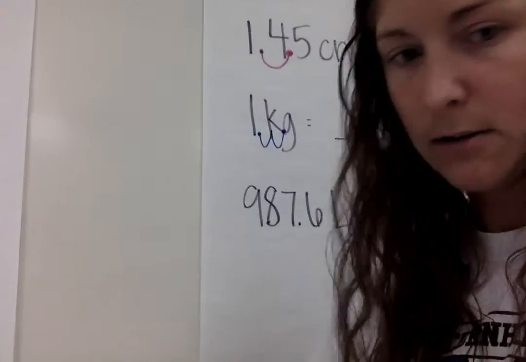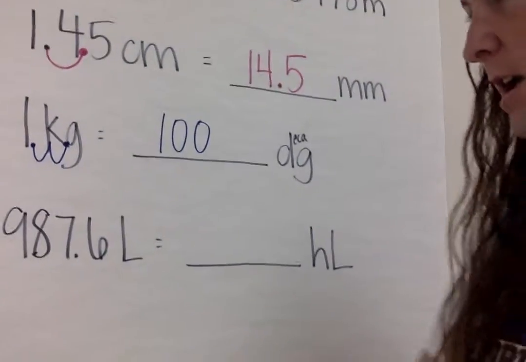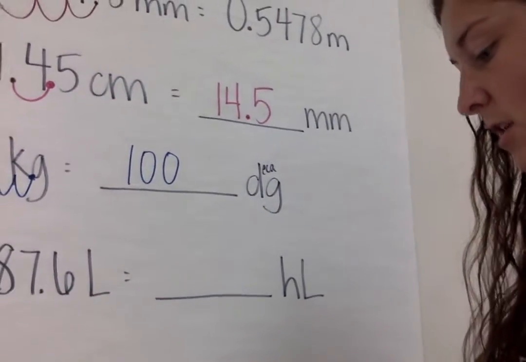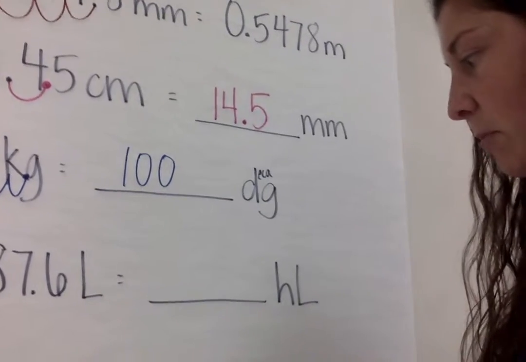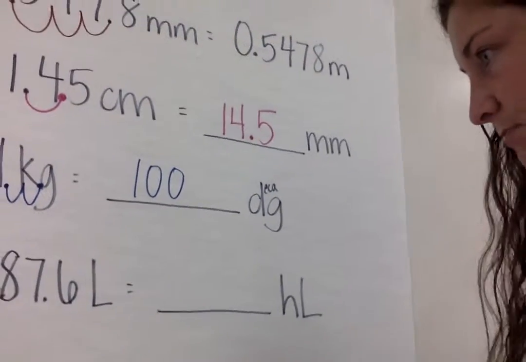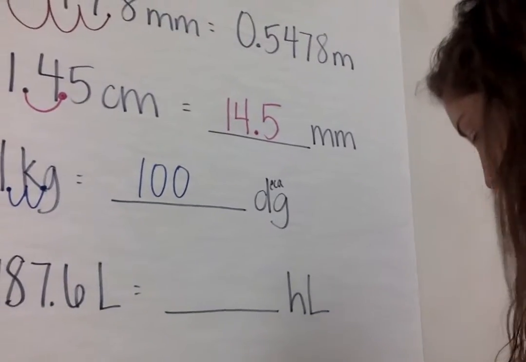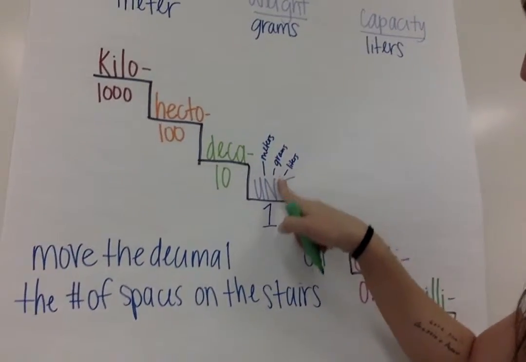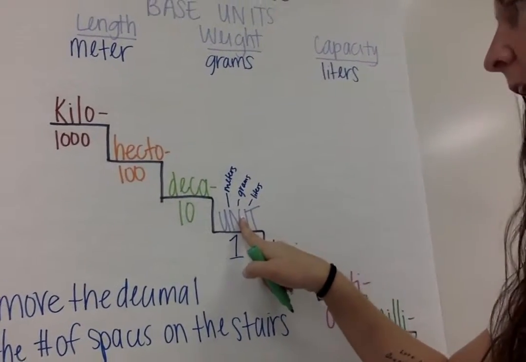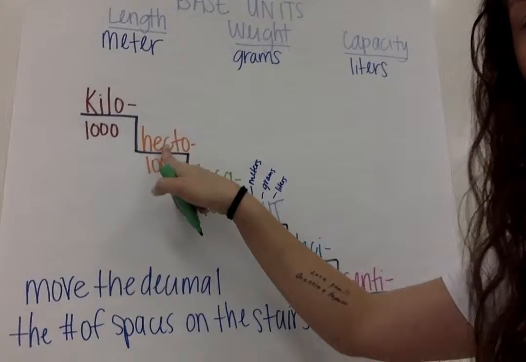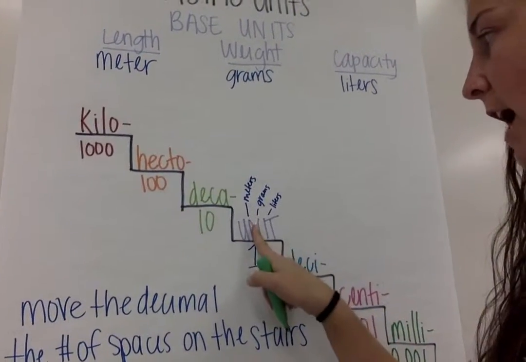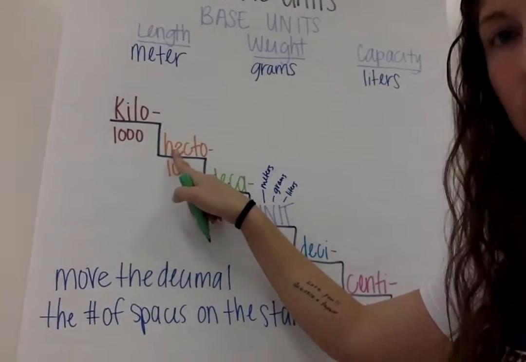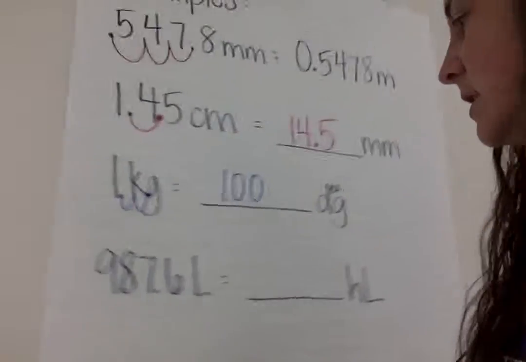Last but not least, our last conversion that we have on there is 987 and 6/10 liters, which is equivalent to blank hectoliters. So I've got to go back over to my stair step, and I've got to see where my liters are, which is right here at my unit, and I've got to go to hectoliters. So that means that this time I have to go to the left. Once, twice. So I'll need to take that decimal point and move it 2 times to the left.